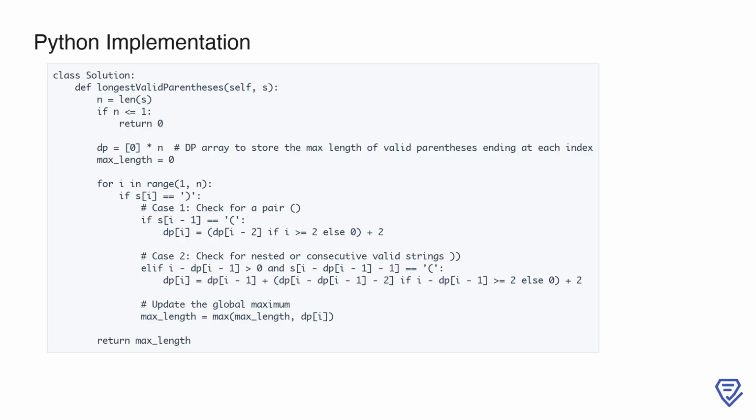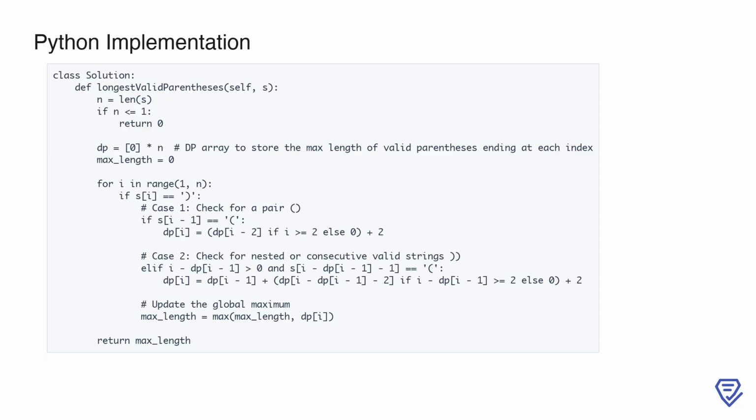5. Case 2, nested or consecutive valid substrings. If the current character is a closing parenthesis, and the character before the current valid substring, tracked by DP i-1, is an opening parenthesis, it indicates a nested or consecutive valid substring. The length at DP i is updated by adding the length of the previous valid substring, DP i-1, the length of the valid substring before the matched opening parenthesis, if any, and 2 for the current matching pair.